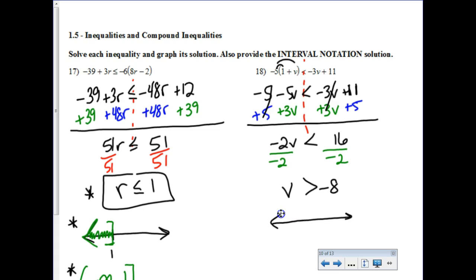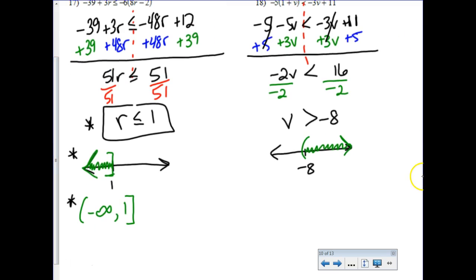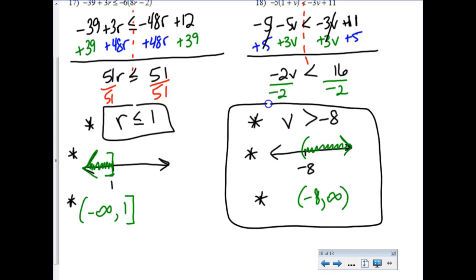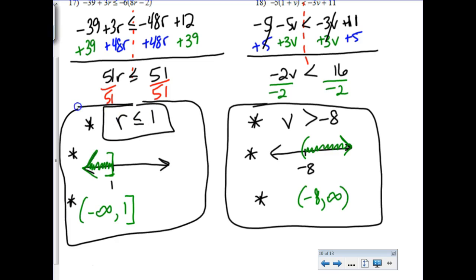So when I go to graph this, here's negative 8. I'm graphing everything greater than it, but not including it. So you're going to use a parenthesis. And then last step is to write that as an interval. Intervals always go from least to greatest, so this one starts at -8 and then goes forever to the right, which is infinity. Remember, infinities always have parentheses on them. You can't land at infinity. So once you have your 3 solutions, there we go, then you are good to go on those singular inequalities.